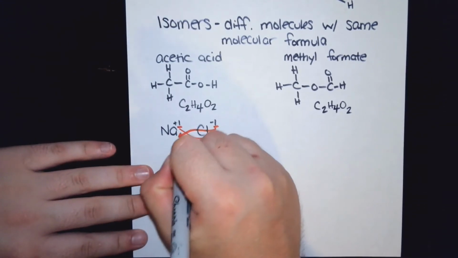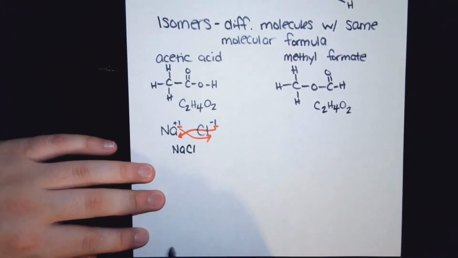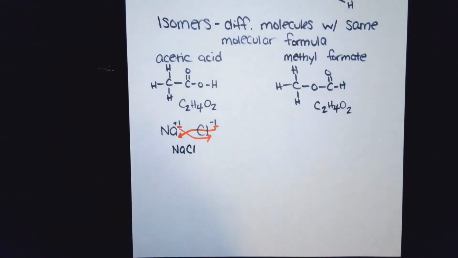So this gives us NaCl, each with a subscript of 1. And then again, you just look at the ratio of the subscripts, and if you can reduce it to a smaller whole number ratio, do that. Obviously, a ratio of 1 to 1 does not reduce, so that is your compound.